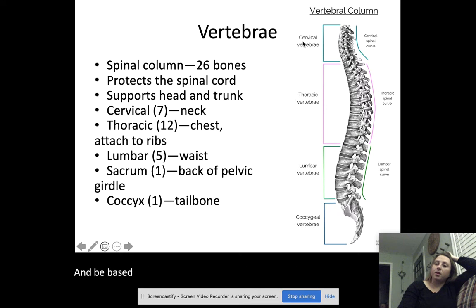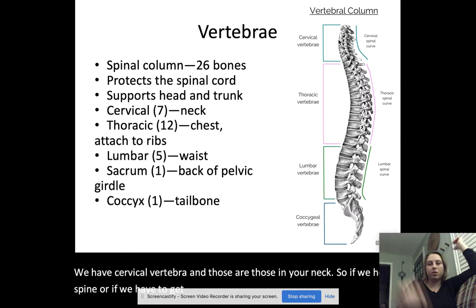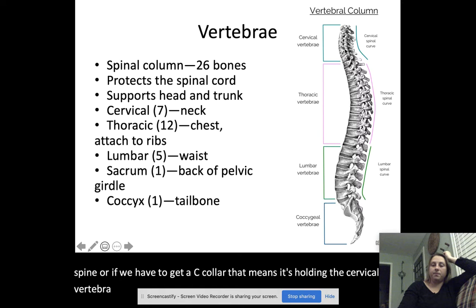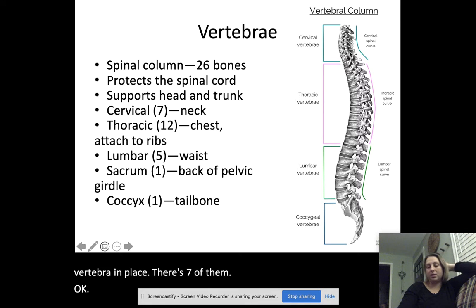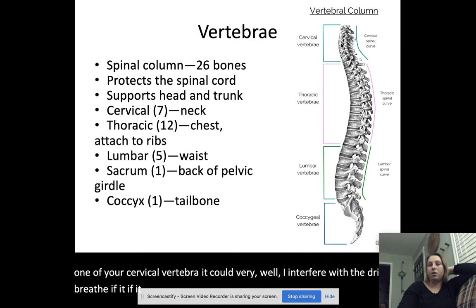So we have cervical vertebra, and those are in your neck. So if we hold C-spine, or if we have to get a C-collar, that means it's holding the cervical vertebra in place. There's 7 of them. We protect those at all costs because if there's some sort of injury to one of your cervical vertebrae, it could very well interfere with the drive to breathe if it pinches off or severs the nerve that supplies your diaphragm.